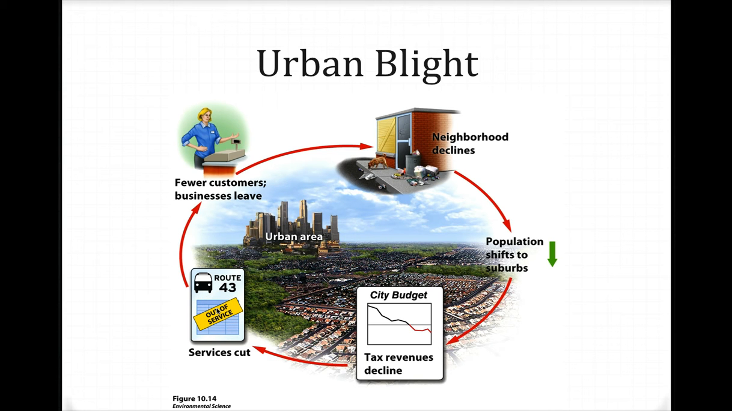Services like buses. That means that fewer customers are there, which means that businesses tend to leave. And as businesses leave and vacate the area, the neighborhood tends to decline, which means that people don't want to live there anymore, so they begin to shift to the suburbs, which starts the cycle all over. Now, this degradation of the city center and the expansion of the suburbs is called urban blight.